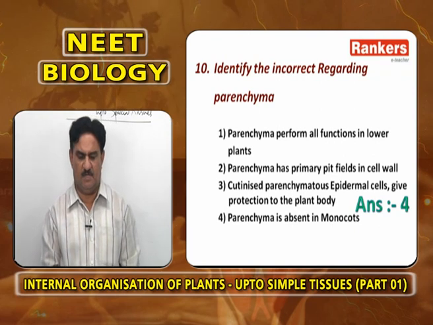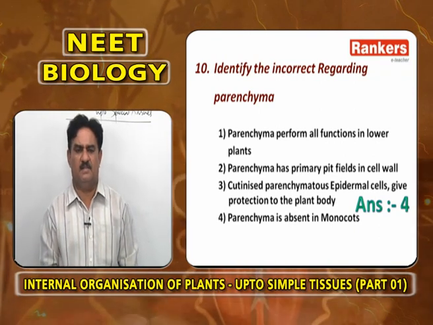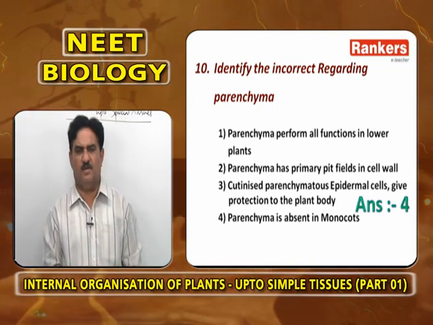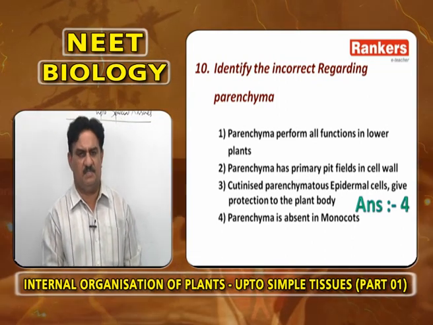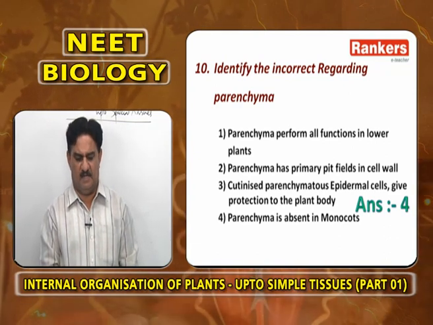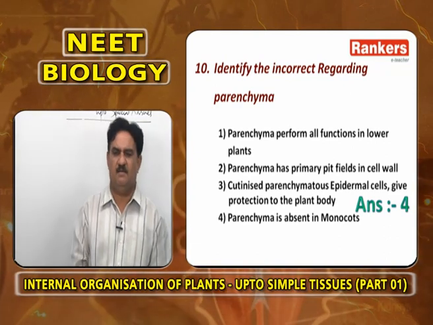Parenchyma is present in monocots also. Why? Because in the monocot stem, the total inner ground tissue is made up of parenchyma. In the monocot root, a very much developed medulla is present at the center. So the incorrect statement regarding parenchyma is that it is absent in monocots.